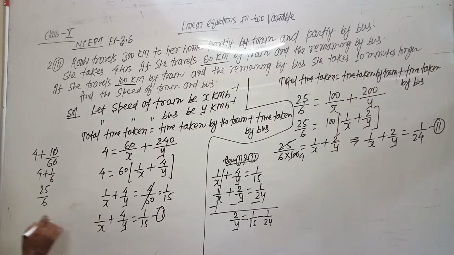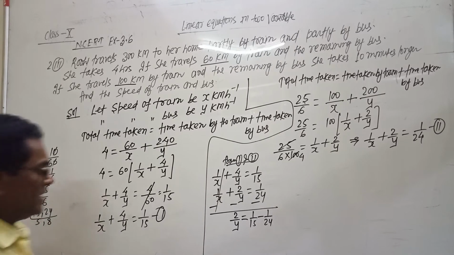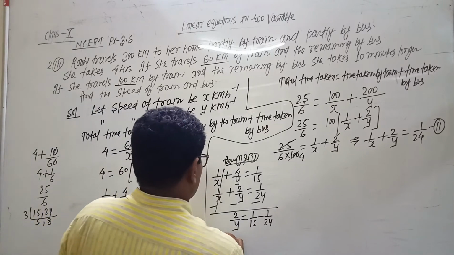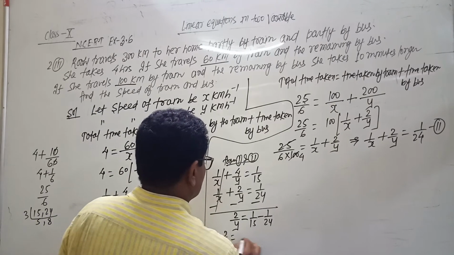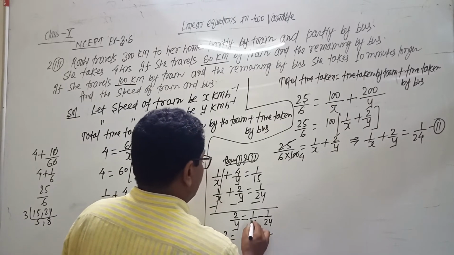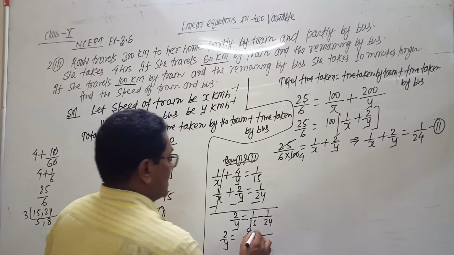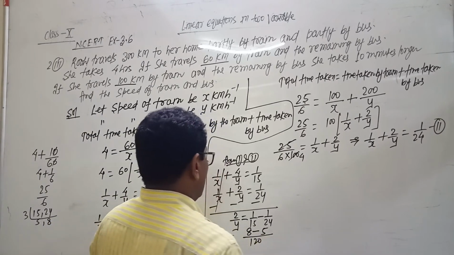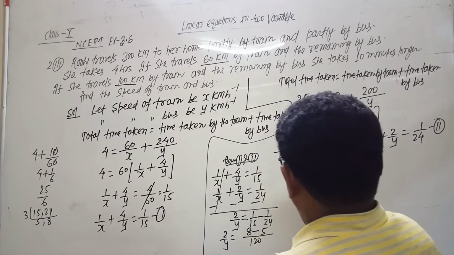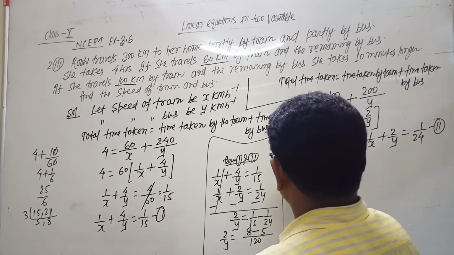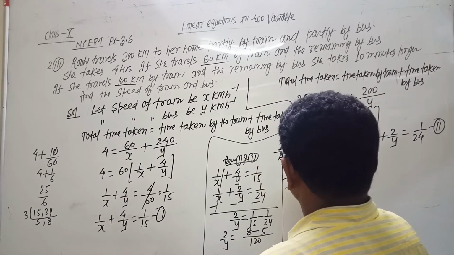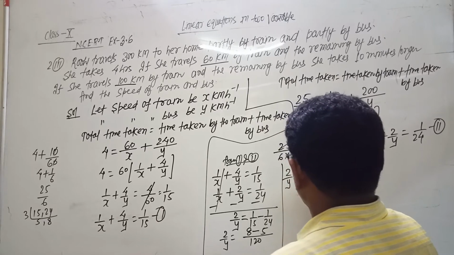Now find the LCM of 15 and 24. It goes by 3 and the LCM comes to be 120. So 2 by y equals 8 over 120 minus 5 over 120, and we get 2 by y equals 3 by 120.